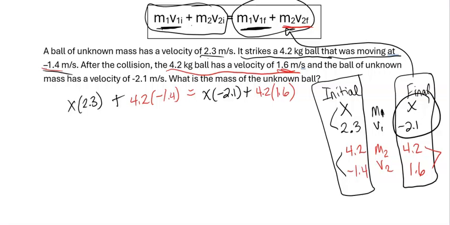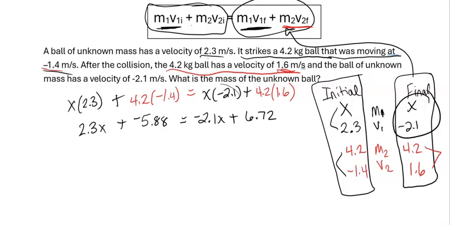At this point, I'm just going to start simplifying some of my terms. I can't do anything with the x times 2.3. I am going to write it in a more standard format where we put the x at the back of our coefficient. I'm going to multiply out 4.2 times negative 1.4, and that gives me negative 5.88. Similar to the right side, I'm just going to rewrite that as negative 2.1x, and then I'm going to take 4.2 times 1.6, which gives me 6.72.